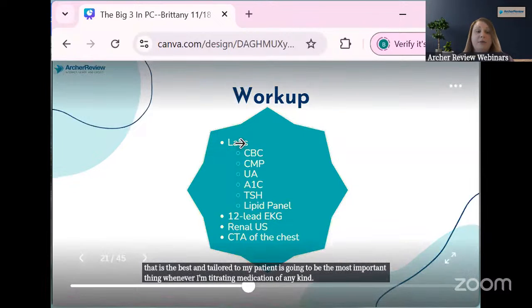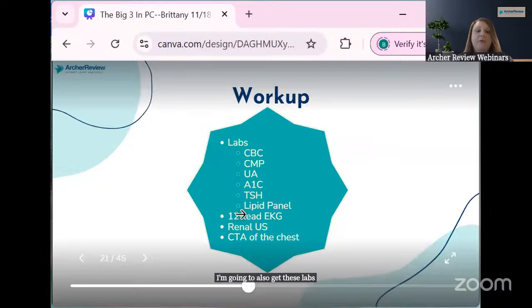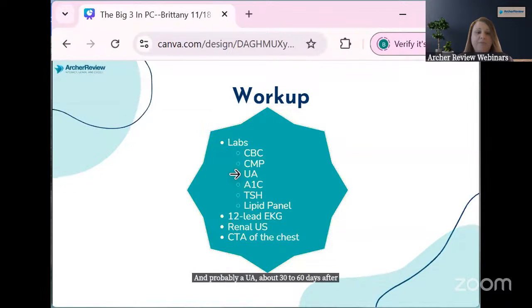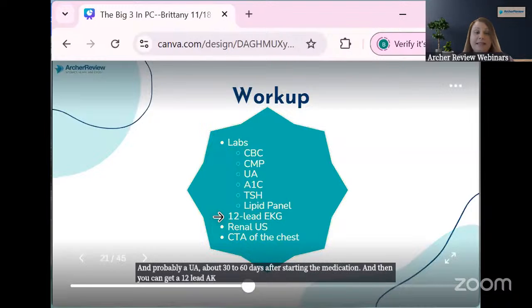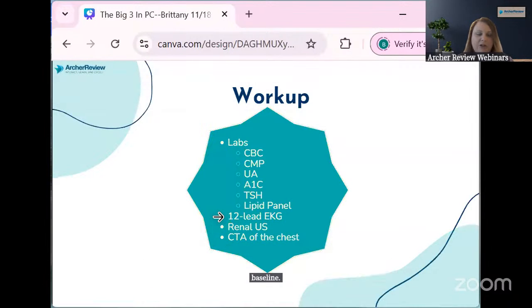I'm going to also get these labs here, but then I'm also going to recheck a CMP and probably a UA about 30 to 60 days after starting the medication. And then you can get a 12-lead EKG baseline, especially if you feel like they've had long-tracked hypertension, or if you hear any changes when they come in.